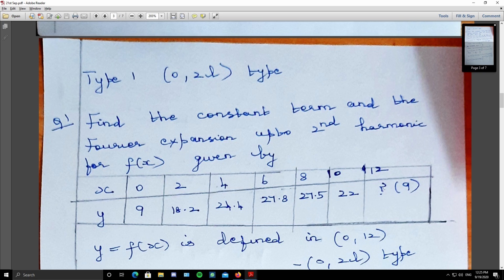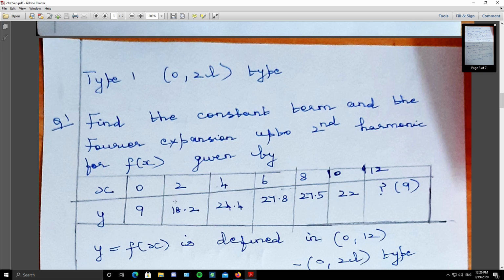If it is not same, you have to complete the table. I repeat, you are given a periodic function. In case you are not given 12, you have to complete the table by seeing the x values. You see x values are equally spaced with the difference 2. So add 2 to 10, you will get 12. So complete the table. And what is y at 12? It is same as this endpoint, that is 9.